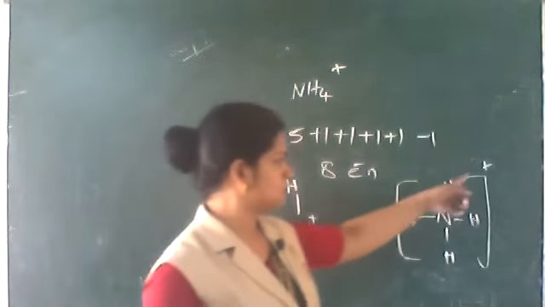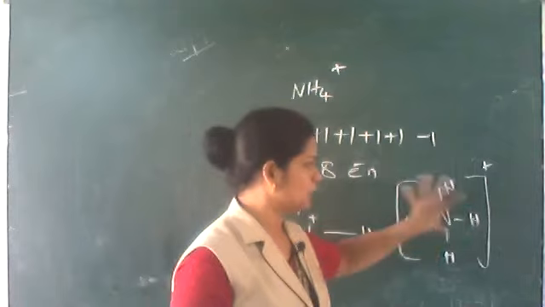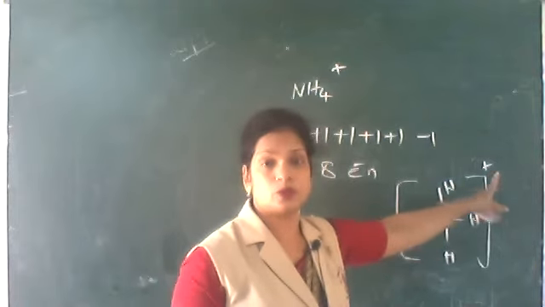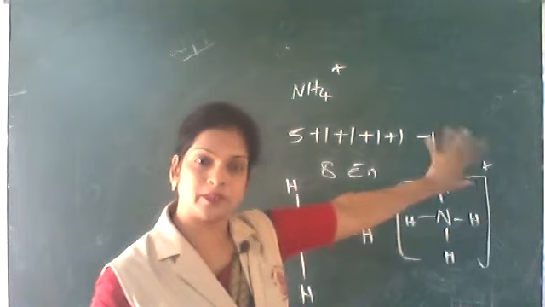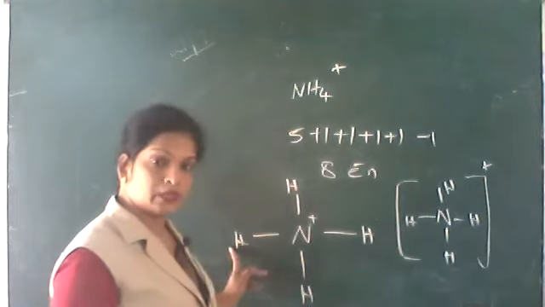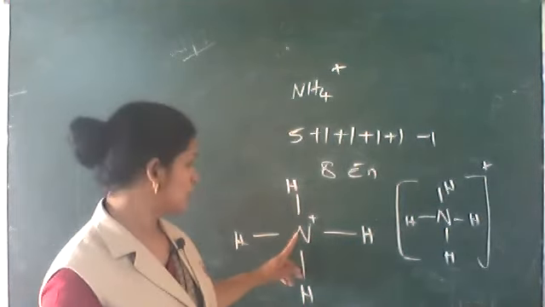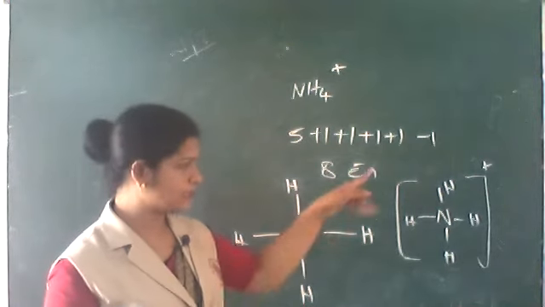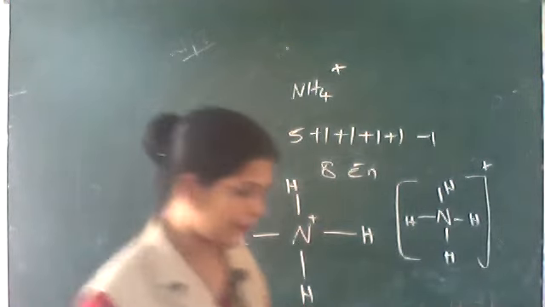This plus is the sum total of all positive and negative charges, which we write on the top. That positive means that is a sum total. This is neutral. Here only a plus charge is on this nitrogen, so that plus charge we are writing there.